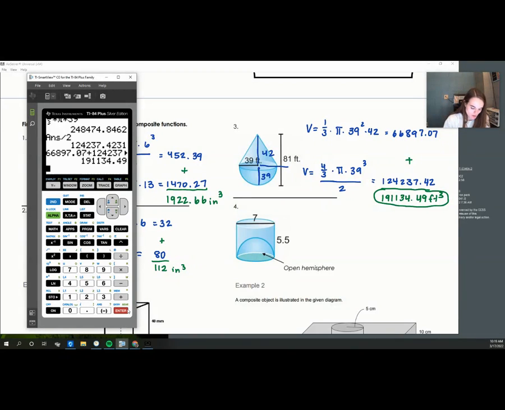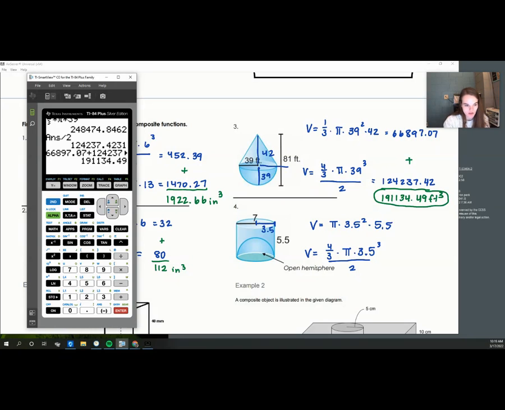All right, last one, number 4. The radius for both the hemisphere and the cylinder is half of 7, which is 3.5. So let's find the cylinder first. Cylinder is pi times radius squared times height. Then we will find the volume of the hemisphere, but this time we're going to be subtracting because it is taking out the hemisphere piece.